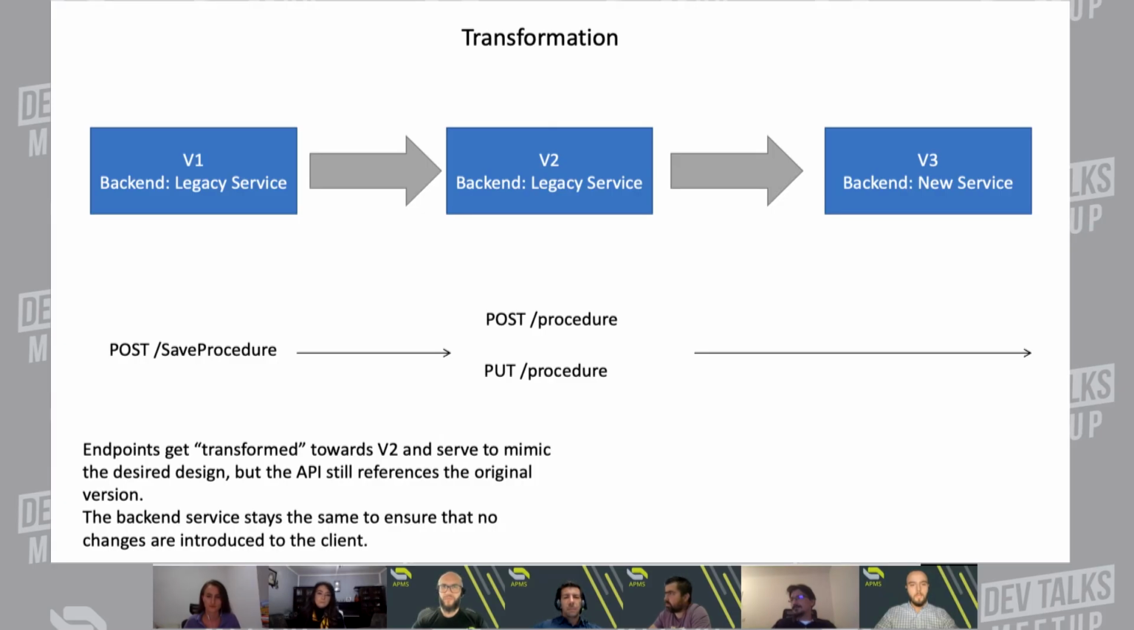strangler pattern. Here is another screenshot of APIM, just showing you how the second version looks. Here we again see the endpoints, which are now changed or transformed.